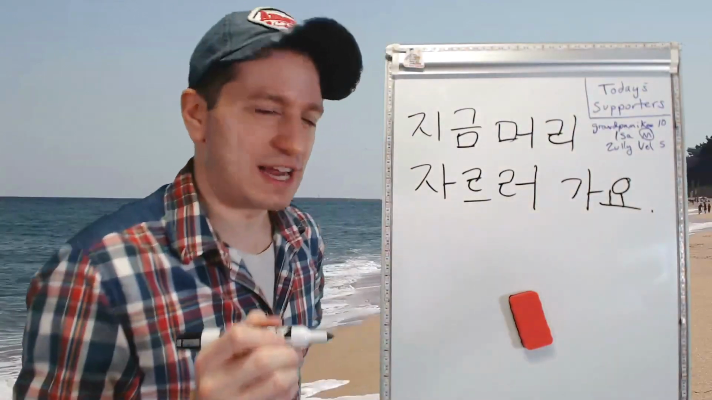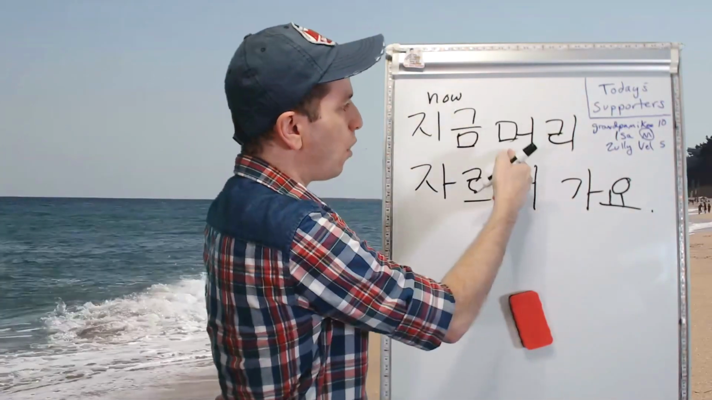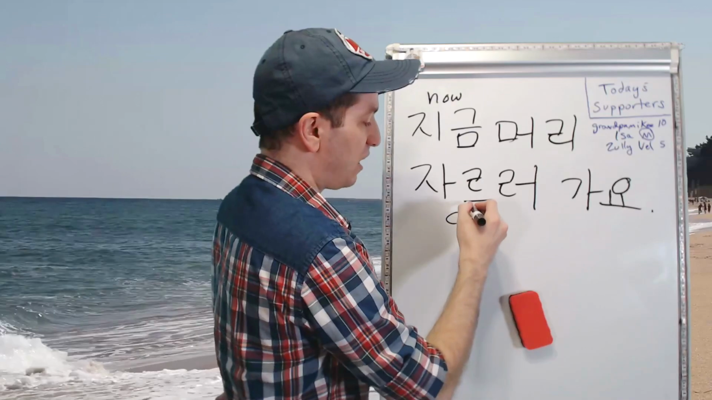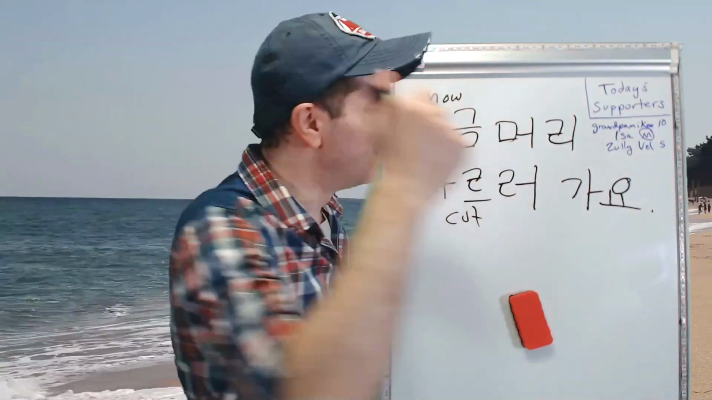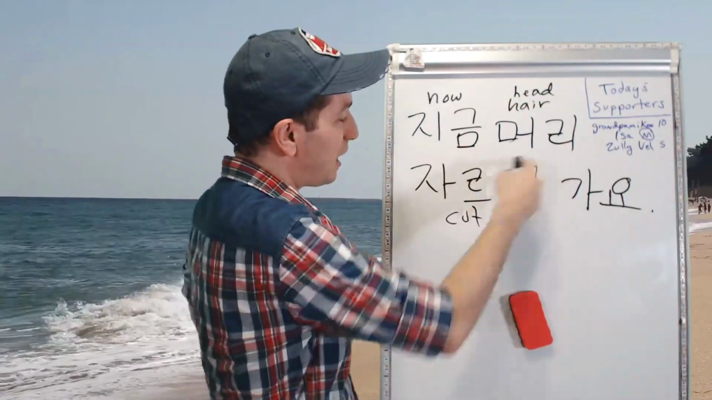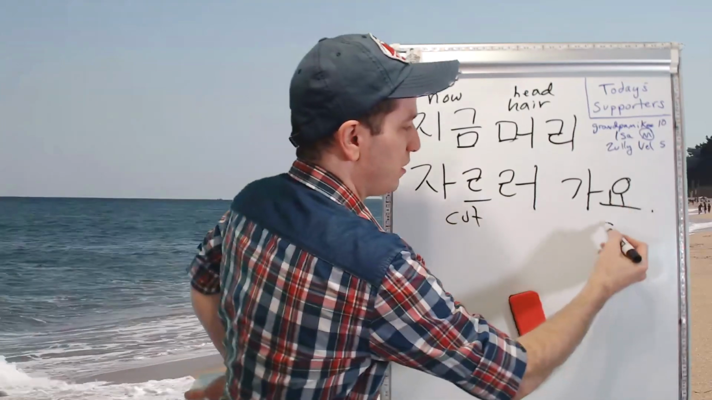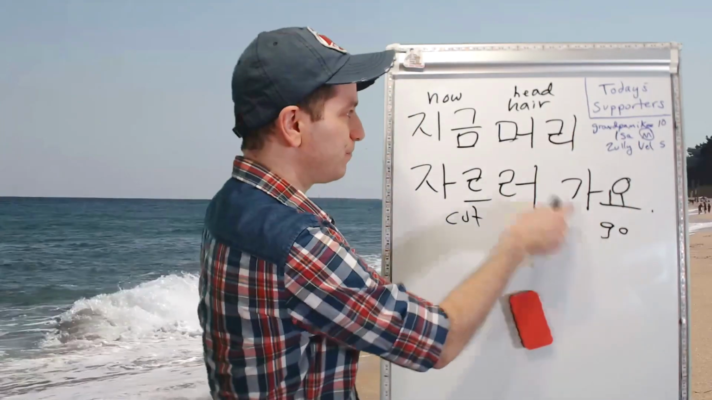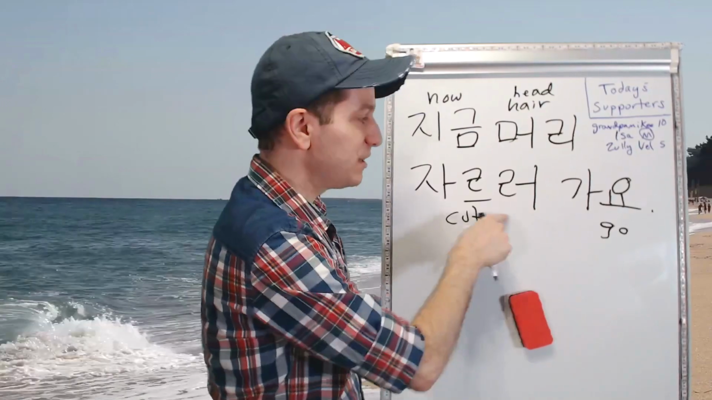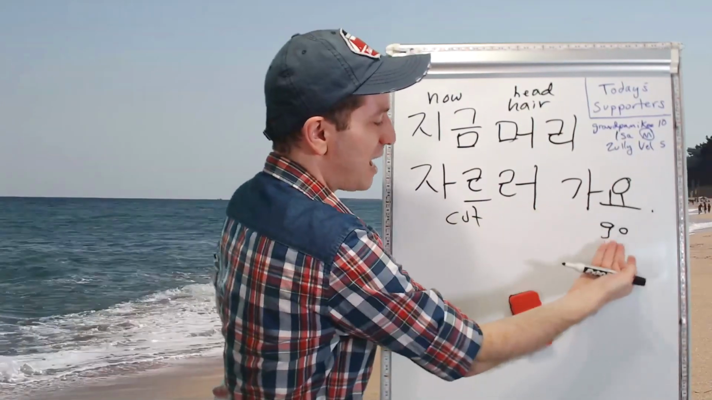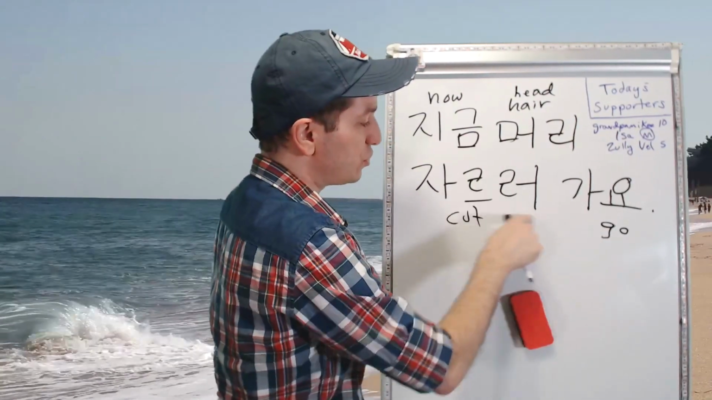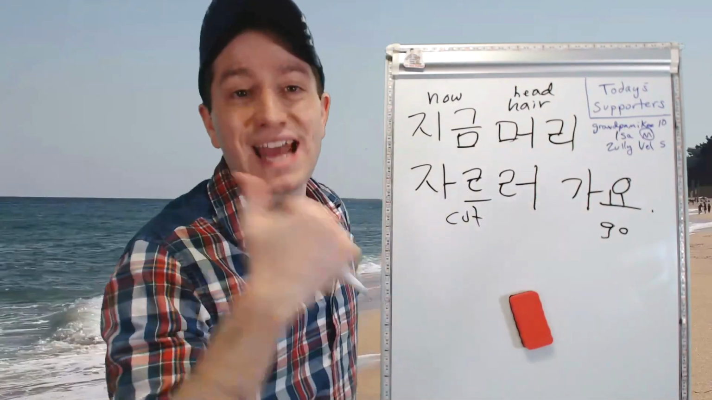Look at the sentence for a second. 지금, now, 머리 자르다. 자르다 means to cut. 머리 literally means head. It also can mean hair. 머리 자르러 가요. Go. I'm going now in order to. 자르다 becomes 자르러 가요. I am going now in order to cut hair. I'm going now to cut my hair.